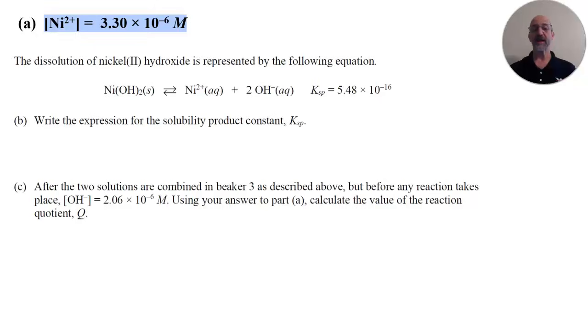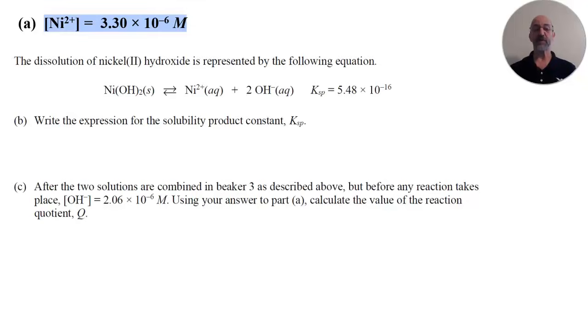So what you're seeing is the dissolution of nickel hydroxide with a Ksp of 5.48 times 10 to the negative 16. So what do we have to do in part B? We don't have to do a calculation. All we have to do is write the expression for the solubility product constant, Ksp, for this nickel hydroxide compound.